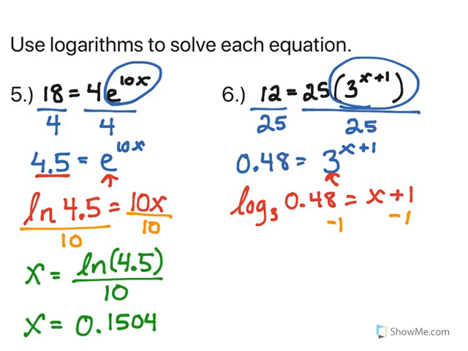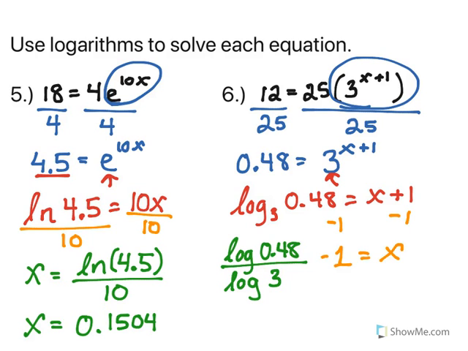But I also need to convert to something I can plug into the calculator to do this. So I need to use the change of base formula as well. The change of base formula will be log tall, or log of the inside number, divided by log small, or log of the base number. All right, and then I have my minus 1 is equal to x, okay?